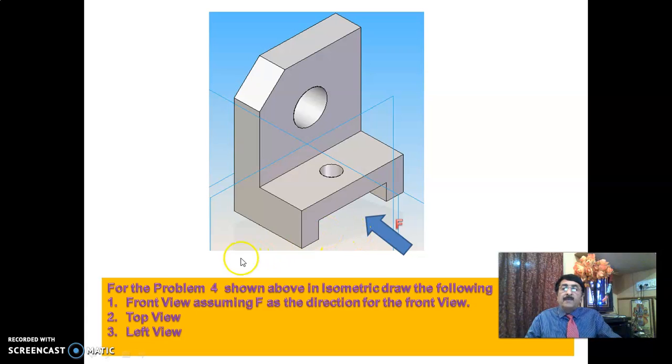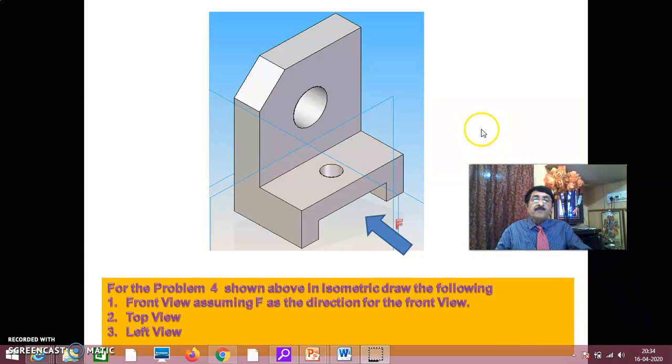In the same way, when you are looking from the left, the right profile plane is assumed to be behind this, and the direction of vision for the left view is always perpendicular to RPP. That is the basic thing you have to understand.